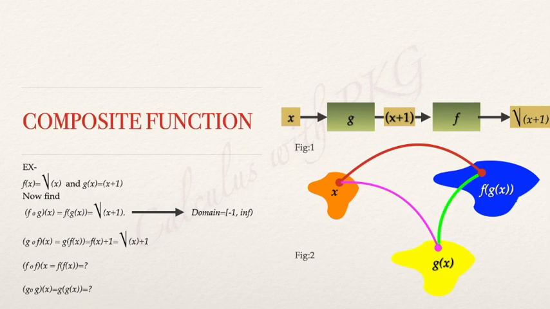To see why the domain of f o g is from -1 to infinity, notice that g of x equal to x plus 1 is defined for all real values of x. But g of x will only belong to the domain of f when x plus 1 is greater than or equal to 0. That is to say, when x is greater than or equal to -1.